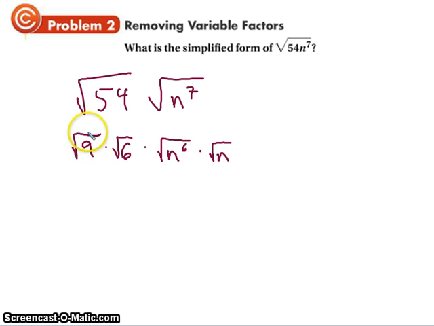Okay. So now I have the square root of 9, which is 3, the square root of n to the power of 6, which is n to the power of 3, and then these 2 parts go together, the square root of 6n. That's how it works. So do the numbers, do the letters, do them separate. That's how I would do it.